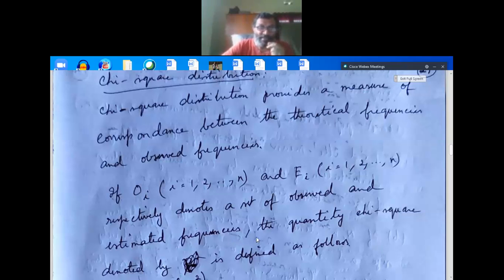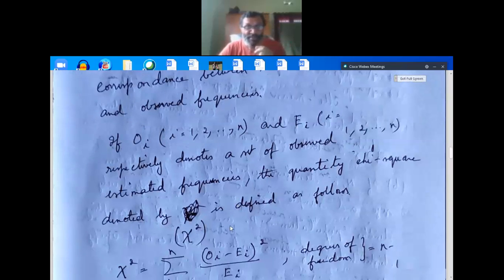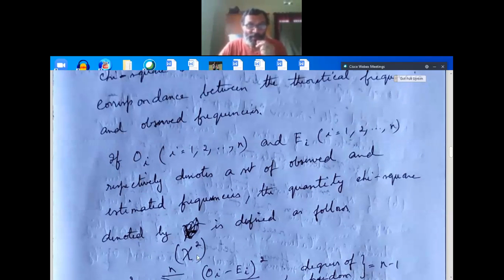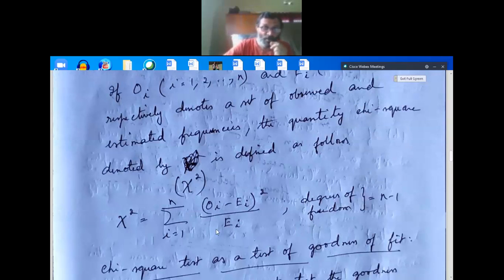The quantity chi-square is denoted by this symbol. Note down the symbol, written like this with a bar on top, squared. The quantity chi-square is defined as follows. The very important formula: chi-square equals sigma i equals 1 till n of (Oi minus Ei) squared divided by Ei. Degrees of freedom is n minus 1.